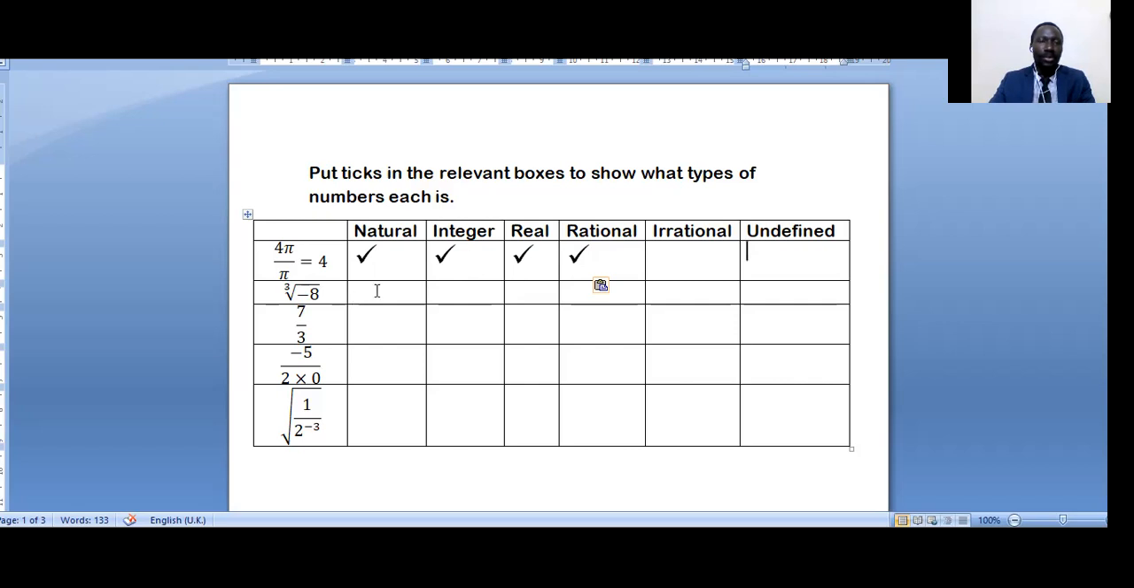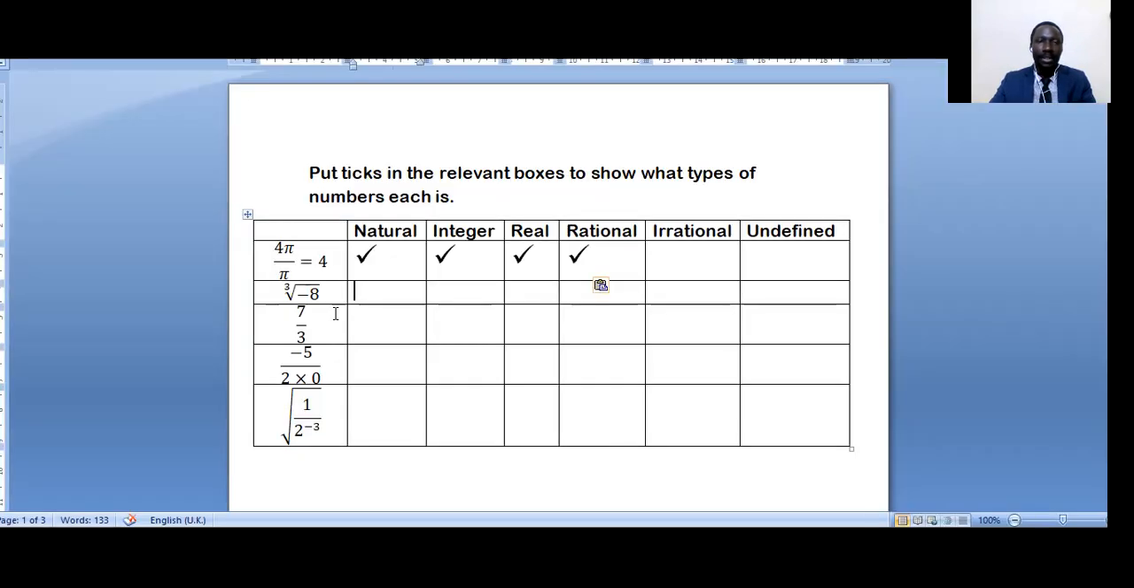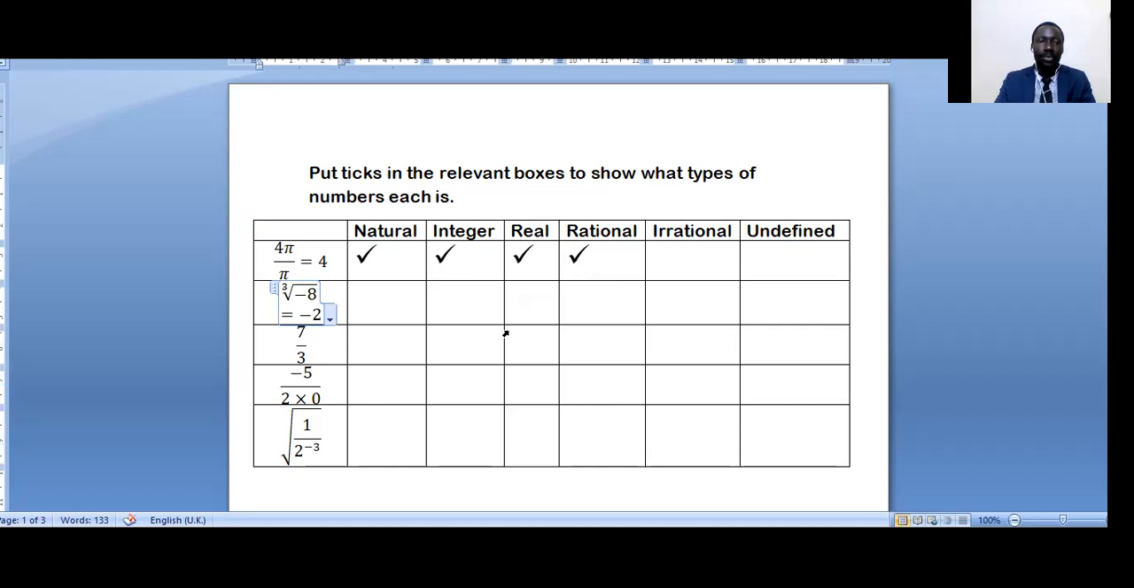So we move on to the second question, which is the cube root of -8. How can we simplify this? Well, the cube root of -8 is the same as -2. When we simplify it, what do we get? We get -2. So how are we going to describe this number, -2?